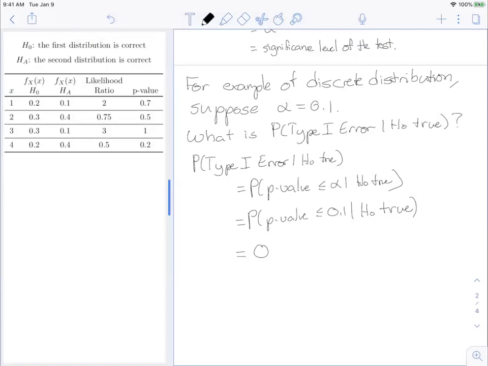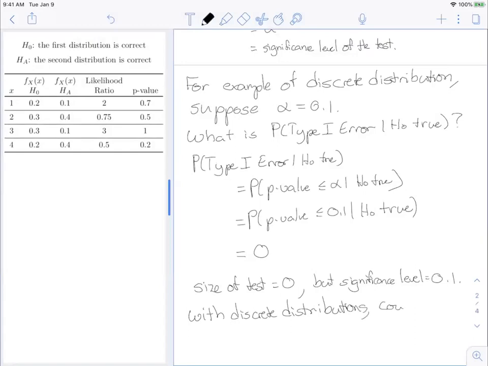So this is an example where the size of the test is 0, but the significance level is 0.1. So it could happen that the size of the test would be less than the significance level of the test. And the way that this happens is if your distribution is discrete. So with a discrete distribution, you can get a size that's less than the significance level.